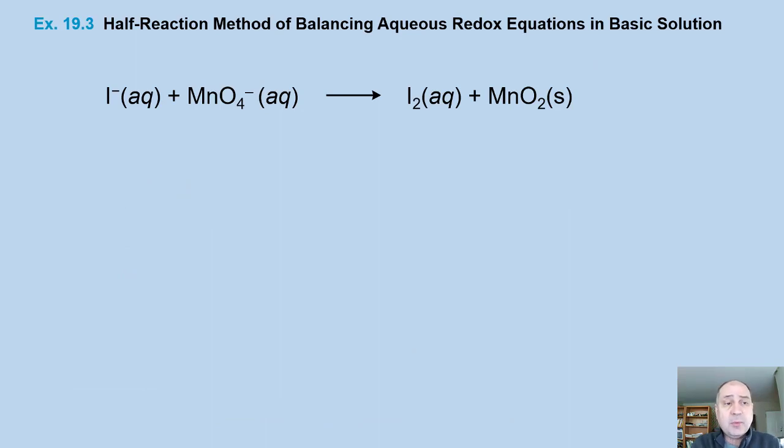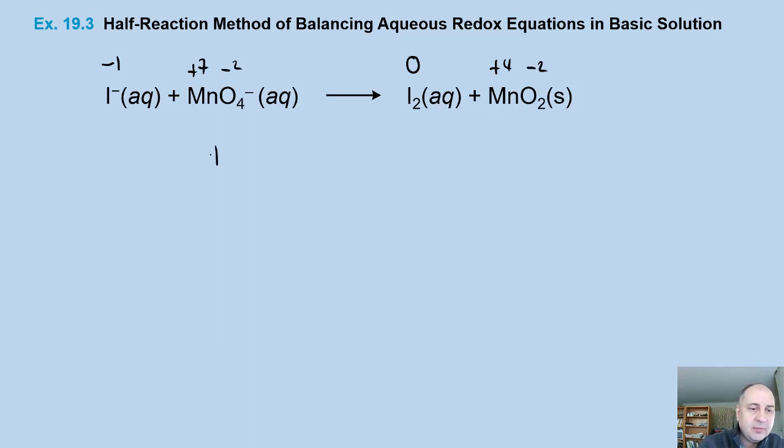So here is example 19.3. We have iodine and permanganate going to iodide and manganese dioxide. Assigning oxidation numbers, this is -1 and this is 0. This is also the same thing we just looked at, permanganate. We have +7. This is -2, but here manganese is +4. And so we're looking at 3 electrons for the reduction now.